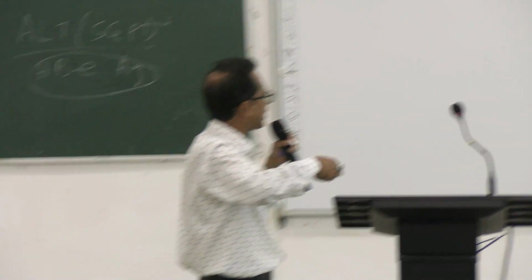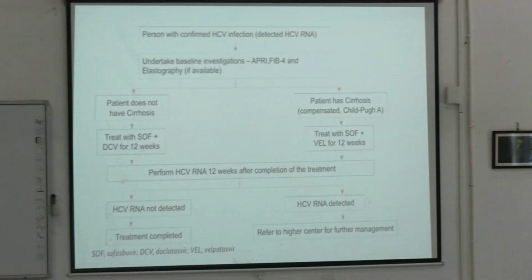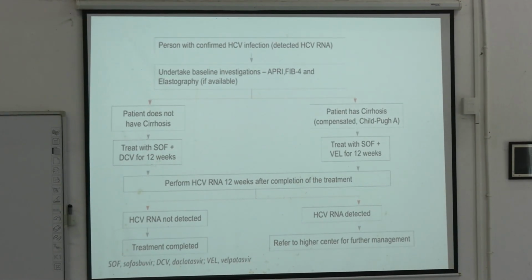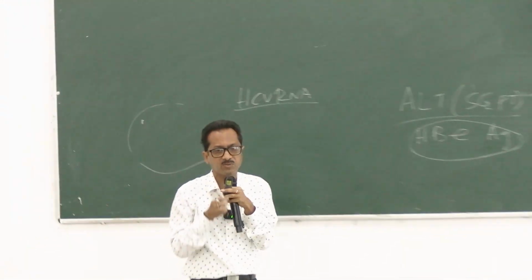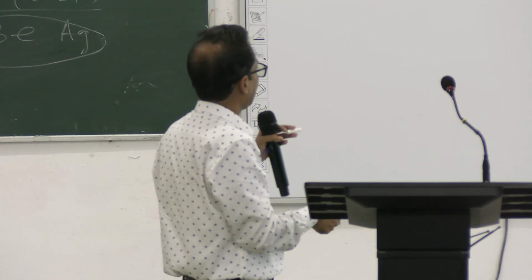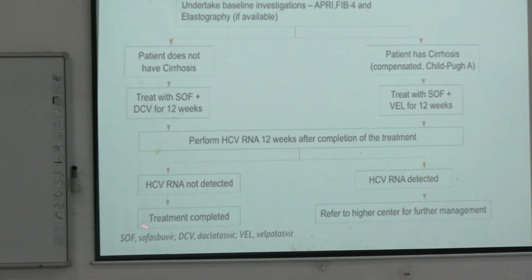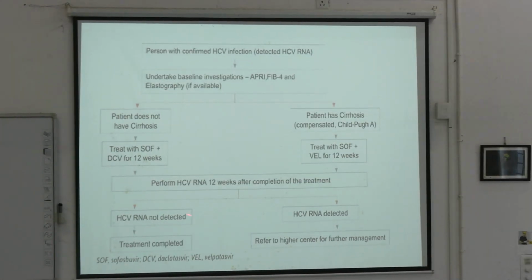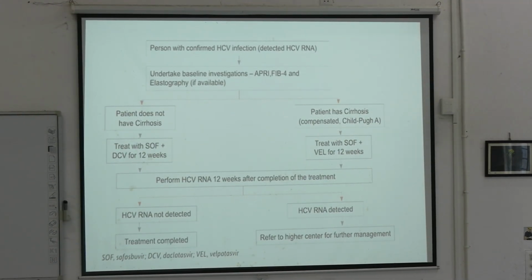What is sustained viral response? SVR, I have mentioned. HCV RNA level remains low even after stopping treatment, at 12 weeks to 24 weeks. HCV RNA is not detected, below the detection limit. Treatment completed, this is called sustained viral response. That means even after completion of treatment, after 12 weeks, we test for HCV RNA, and it remains undetectable or below the detection limit. That is called sustained viral response. Even if the word cure is not used, we are using this term, sustained viral response.